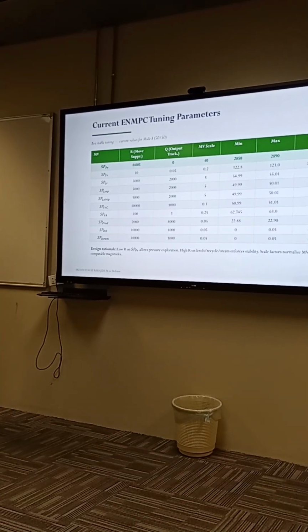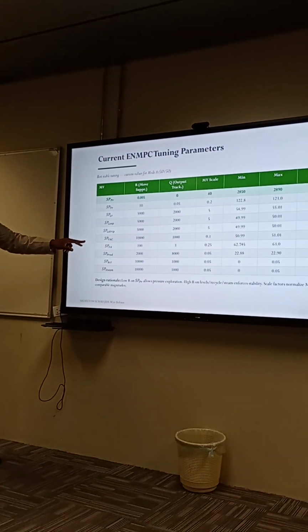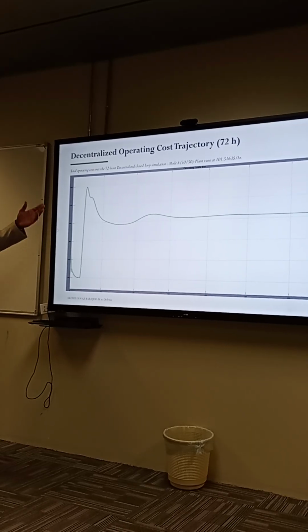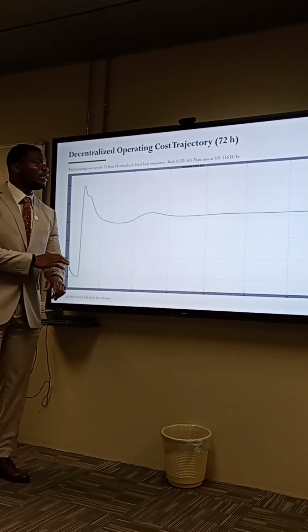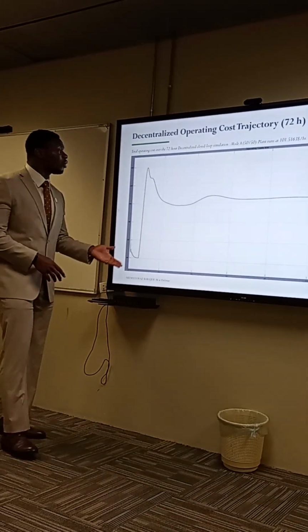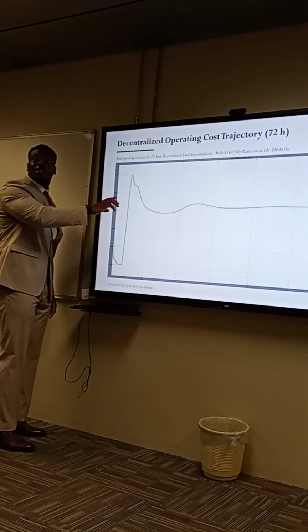Now, these are the tuning parameters for the EMPC, and this can be verified. It's in the slide already. So this is the current cost of operation. It's about $100 without any disturbance, without any tuning and all like that. Like I said, this is the current cost of disturbance. Basically, you can see the cost. Now you notice a large transient in here.